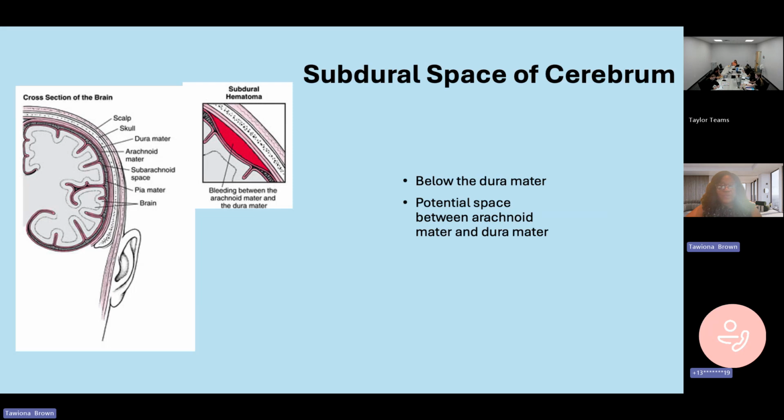And then we're moving from superficial to deep. Beneath the dura mater is that next hypothetical space. So it's the subdural space, the potential space between the arachnoid mater and the dura mater. Okay.